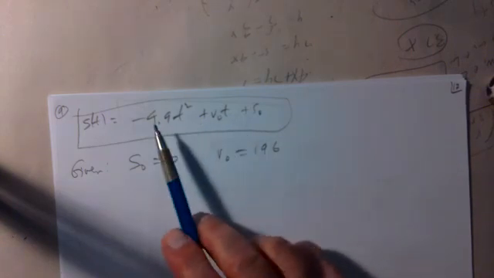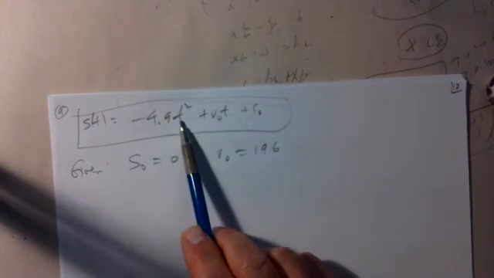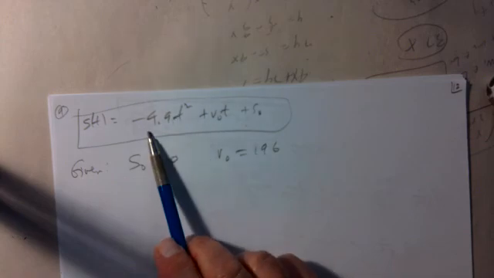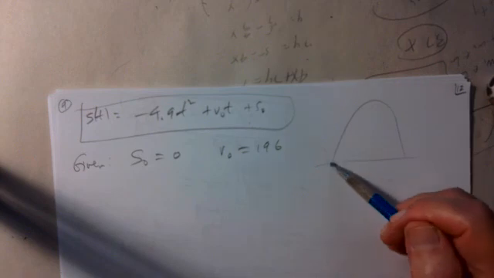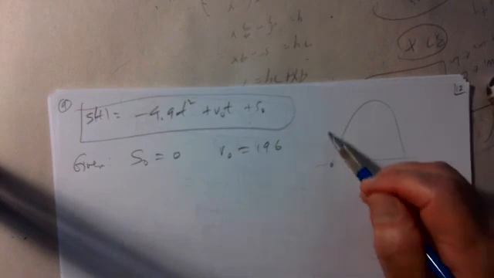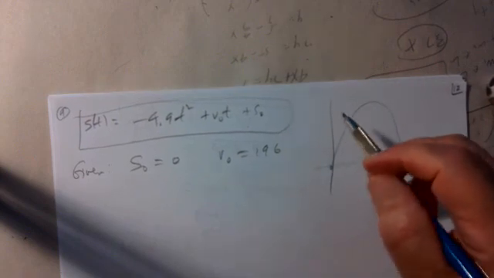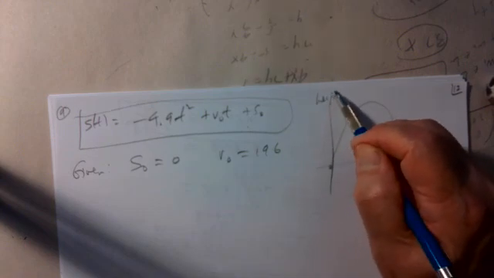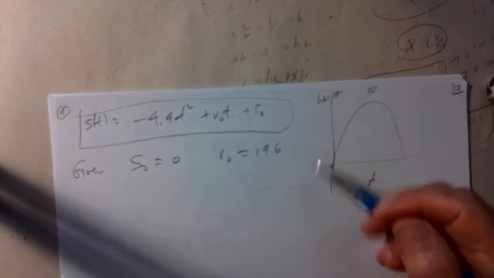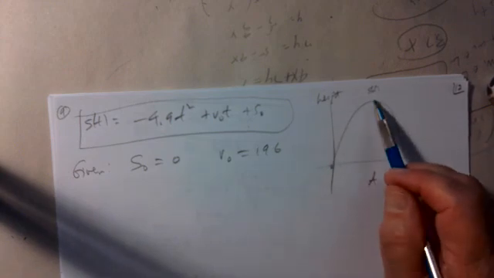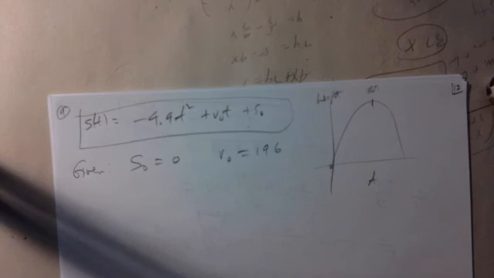What does the graph of this function look like? It's quadratic, which means it's a parabola. The leading coefficient is negative, so the parabola is going to be looking like this. If this is time, and this is the height, this is the function s of t. Right? It's going to go up and come down. And at some point, it has a maximum height. And the maximum occurs when the derivative is 0.